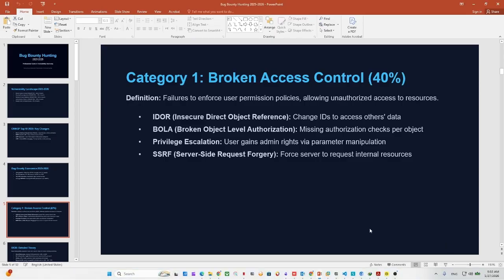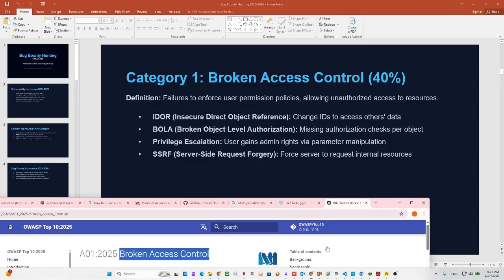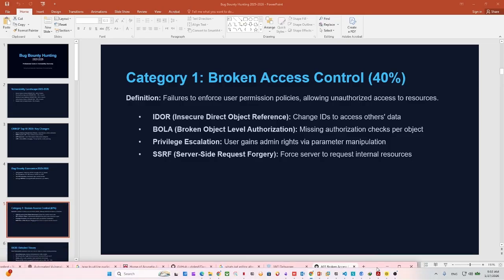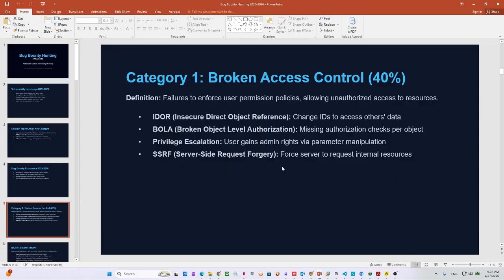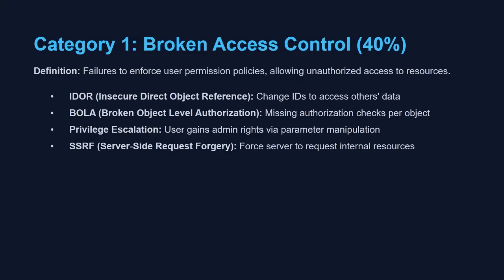That means, for example, let me show you what it means. Yeah, we will go through it in detail. Let's just have a brief overview of each here, and on the coming slides, we're going to go through it. BOLA is broken object level authorization, missing authorization checks per object. Privilege escalation: user gains admin rights via parameter manipulation.